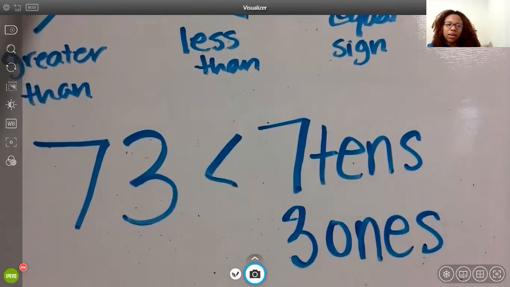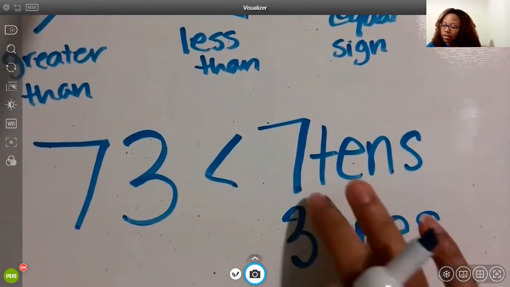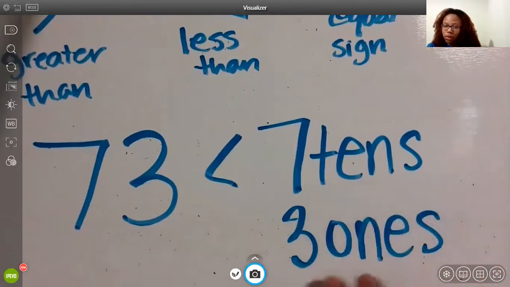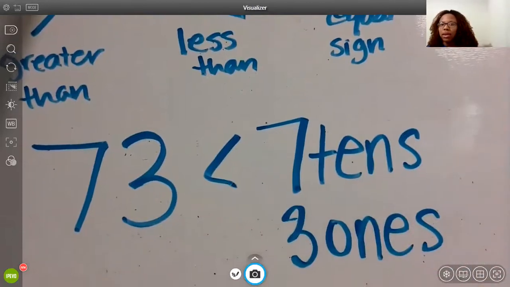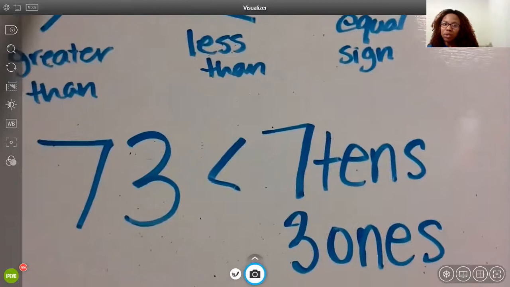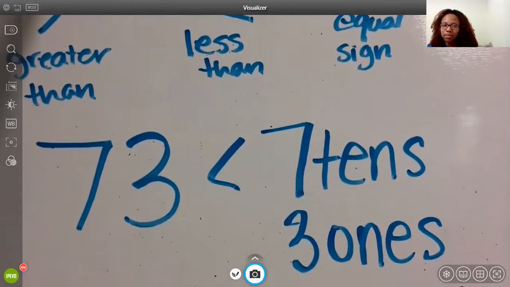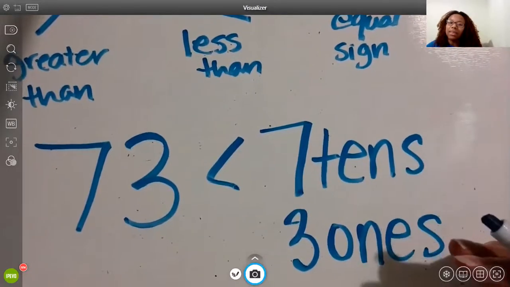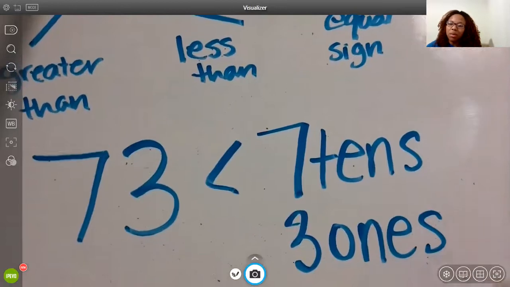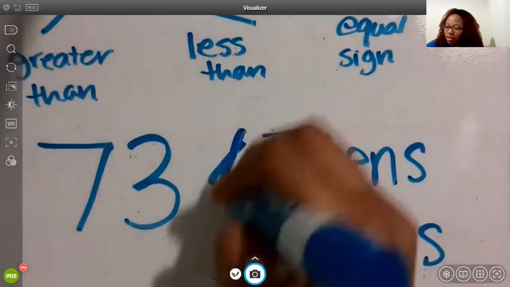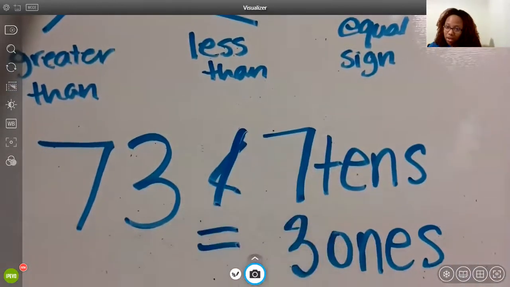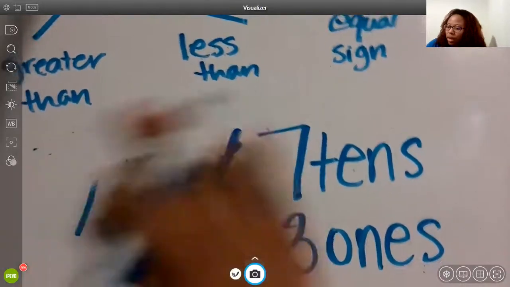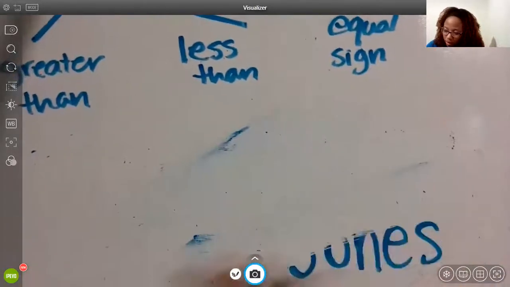All right, let's read it all together. 73 is less than 7 tens, 3 ones. What do you think? Is this true or false? This is false because if you say 7 tens and 3 ones, it is the same as saying the number 73. So this one should actually have an equal sign in between it. And let's do one more.